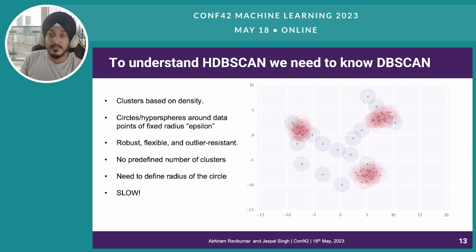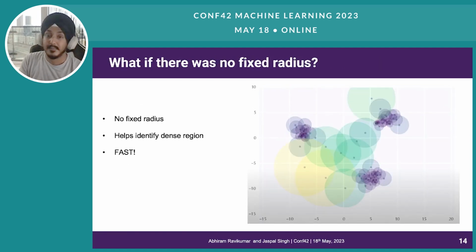Now, it is okay if you have already seen the data set. But what if you have not seen it, you have not reduced the dimensionality, and have not seen the data set? How do you know what should be the radius of the circle? So that's one of the problems. And the other is it's a bit slow. So what if there was a mechanism where we don't need to define the radius of the circle, no fixed radius, but at the same time we could identify dense regions?